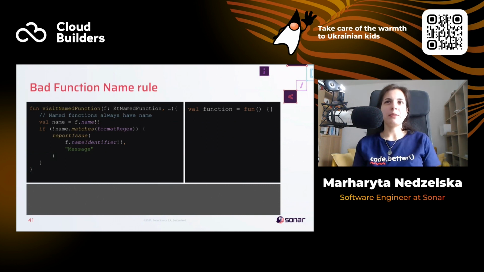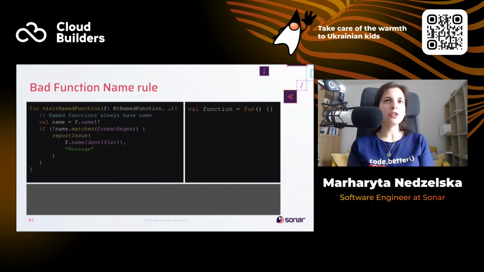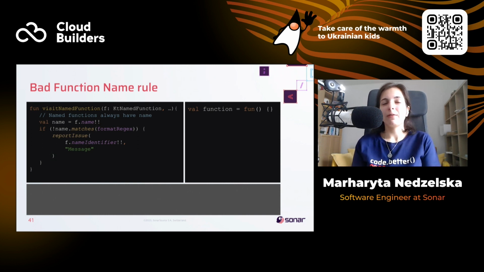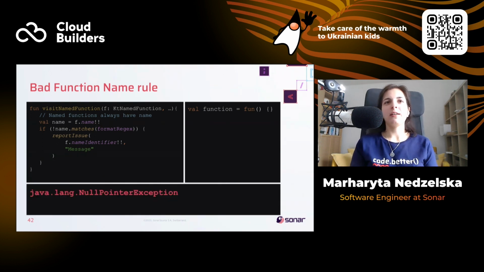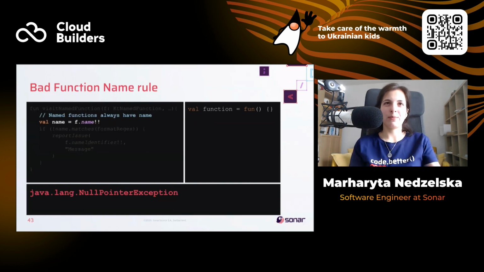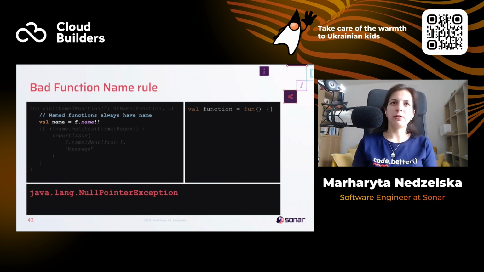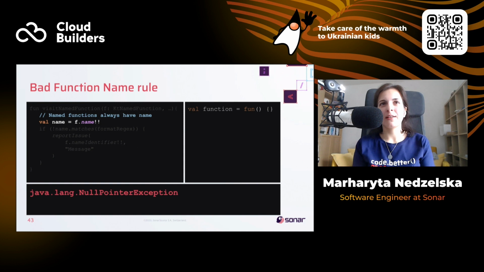Then we have an example. This is an anonymous function in Kotlin. Function is anonymous, it doesn't have a name, so we believed it will never actually step into this function. But when we executed our rule on this code, we got null pointer exception. Why? Why did we get null pointer exception? Because we actually entered into this function, went to the line where we put f.name, because function is anonymous, name is null, and non-null assertion triggers null pointer exception. So our assumption was wrong.